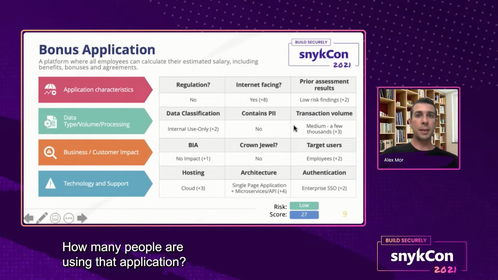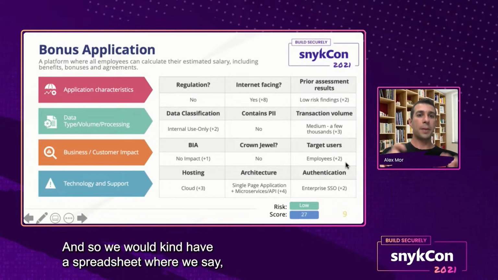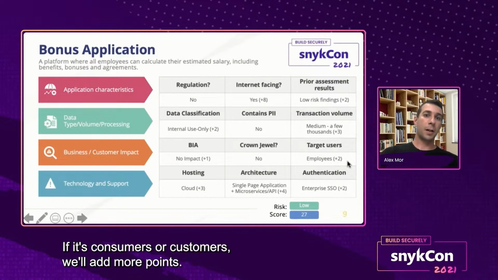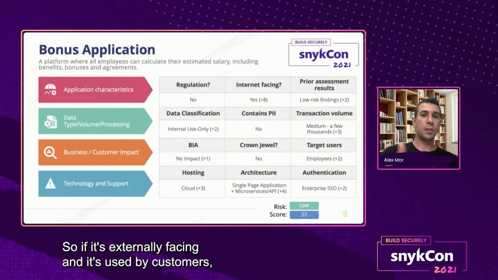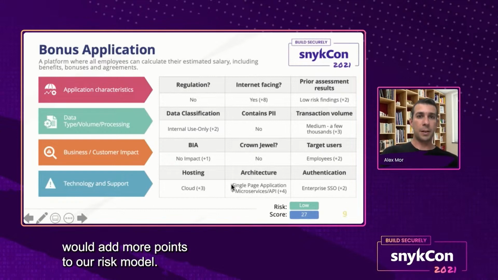How many people are using that application? How many transactions do we have over a month? A few thousand transactions. Who are the targets? Employees. We would have a spreadsheet where, if it's employees, we add 2. If it's consumers or customers, we add more points. If it's externally facing and used by customers, and it stores passwords, every characteristic adds more points to our risk model.